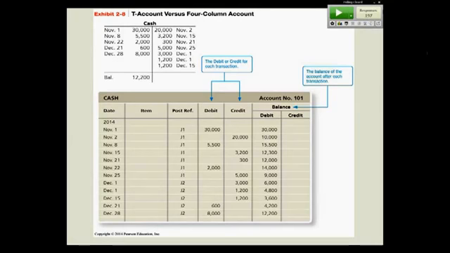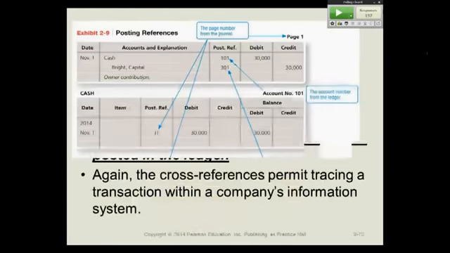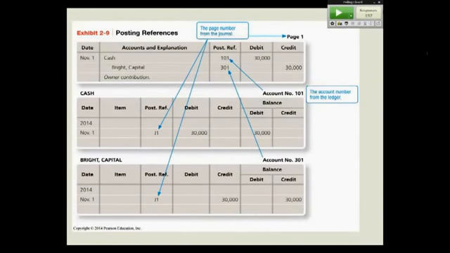Now, if you take a look at the next page, this is the way it really works. On Exhibit 2.9, as it's called here, if you take a look at the journal entry, this is page 1 of the journal, and in the ledger, that's account number 101 and 301. So let's just post the first entry. This could be common stock or capital, whatever it is, it's equity. So in the first entry, you debit cash and you credit common stock or capital.